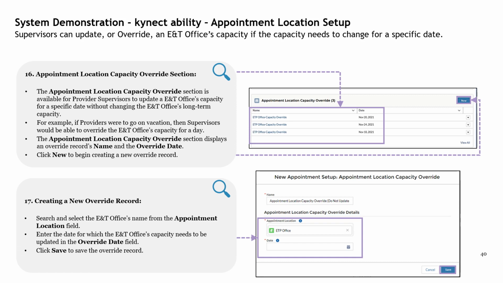The Appointment Location Capacity Override section displays an override record's name and the override date. Click New to begin creating a new override record. To create a new override record, search and select the ENT office's name from the appointment location field. Enter the date for which the ENT office's capacity needs to be updated in the override date field. Click Save to save the override record.